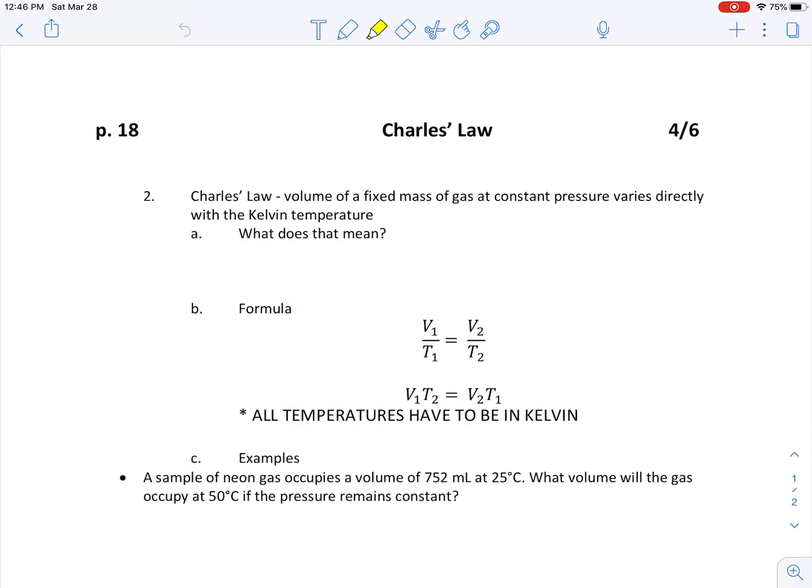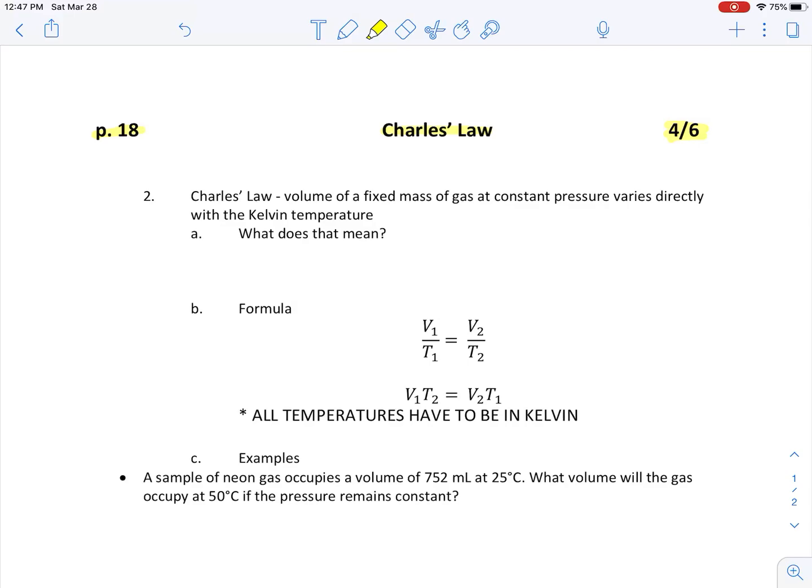We spent time last week talking about Boyle's Law, which was our relationship between pressure and volume. As pressure goes up, volume goes down. So today we're going to spend a little time talking about the relationship between volume and temperature. So, without further ado, this is page 18, Charles' Law.